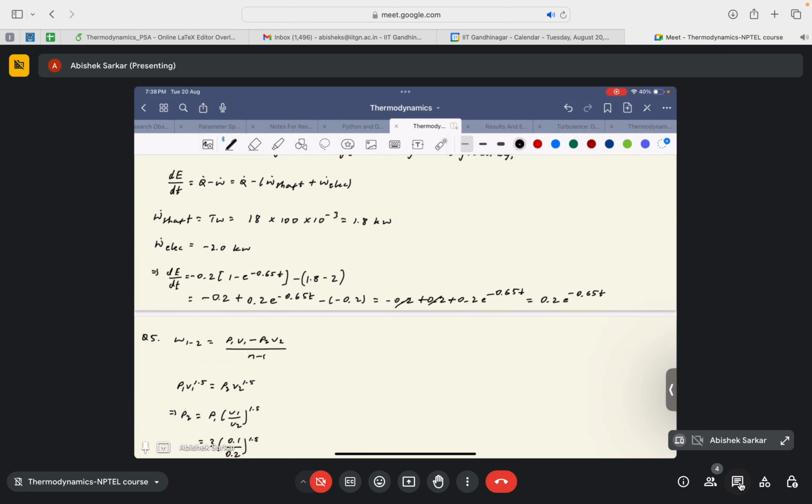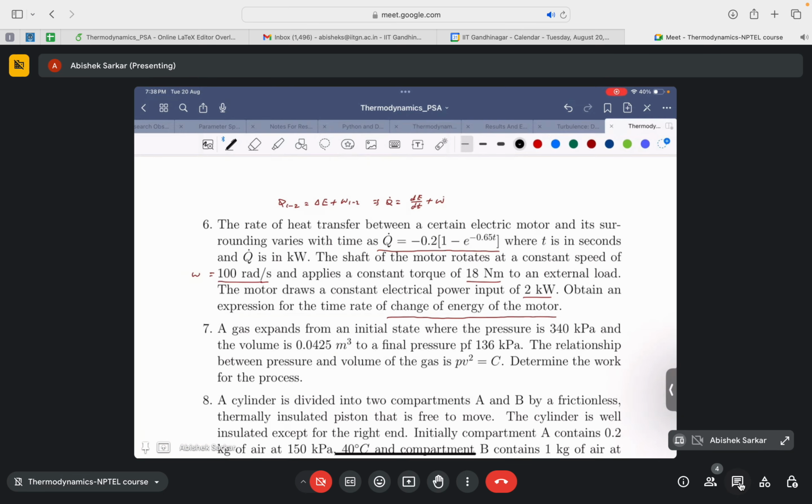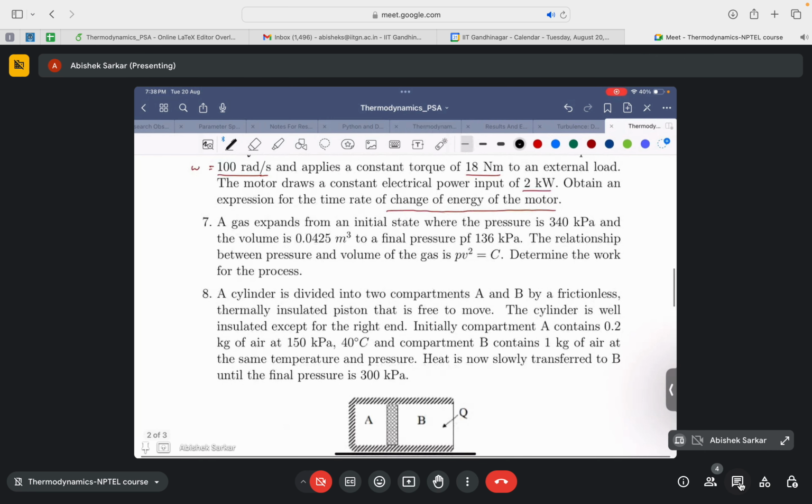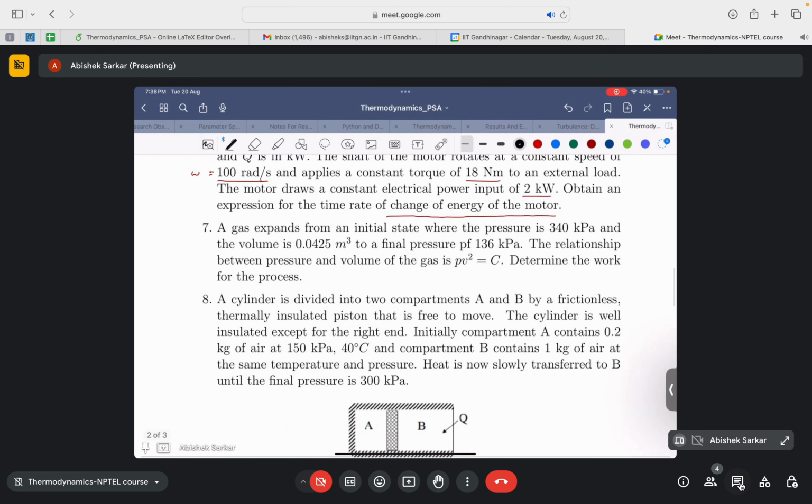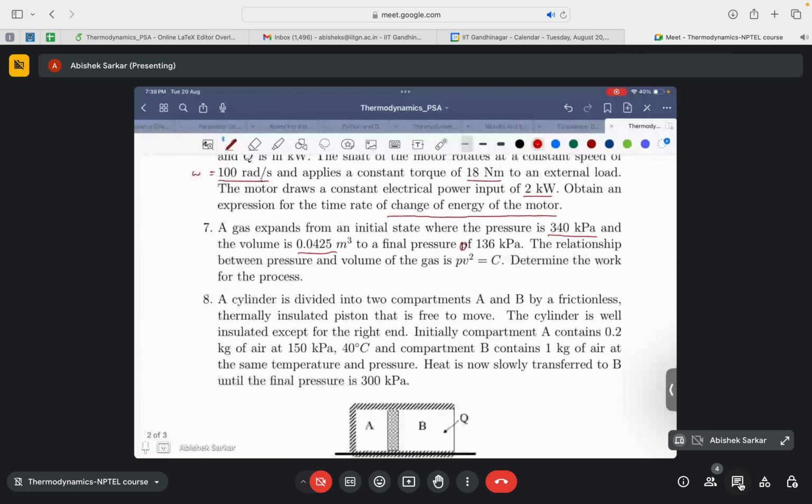Okay, so now let us go to the next question. Question number 7. It's again a very simple question. A gas expands from an initial state where the pressure is 340 kilopascal and the volume is 0.0425 meter cube to a final pressure of 136 kilopascal. The relationship between the pressure and the volume of the gas is PV square is equal to a constant. Determine the work done in the process.